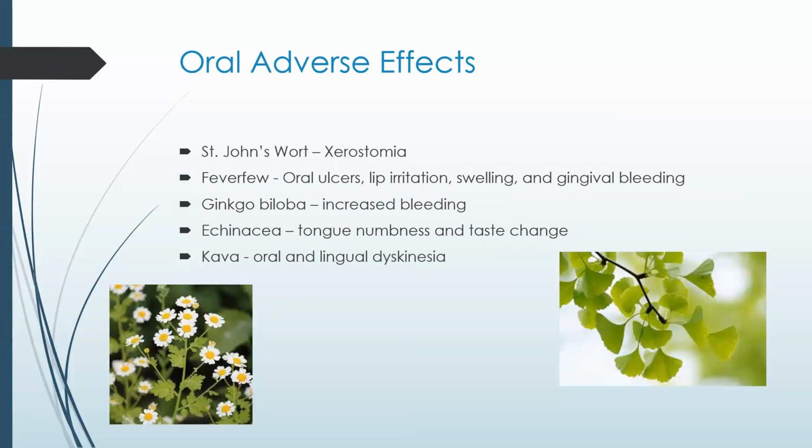So, oral side effects. St. John's wort can cause xerostomia. Obviously, I should have highlighted this slide. I obviously would want you guys to know this stuff. St. John's wort can cause xerostomia. Feverfew can cause oral ulcers, lip irritation, swelling, and gingival bleeding. Ginkgo biloba can cause increased bleeding in conjunction with other medications, like we already saw in the notes. Echinacea can cause tongue numbness and taste change.